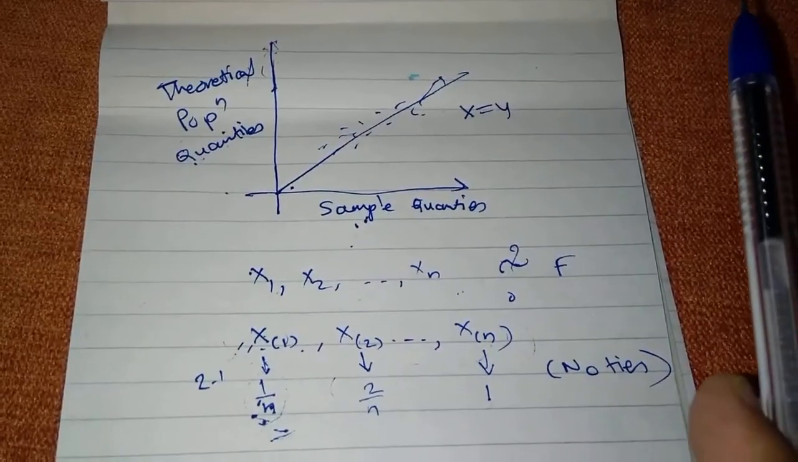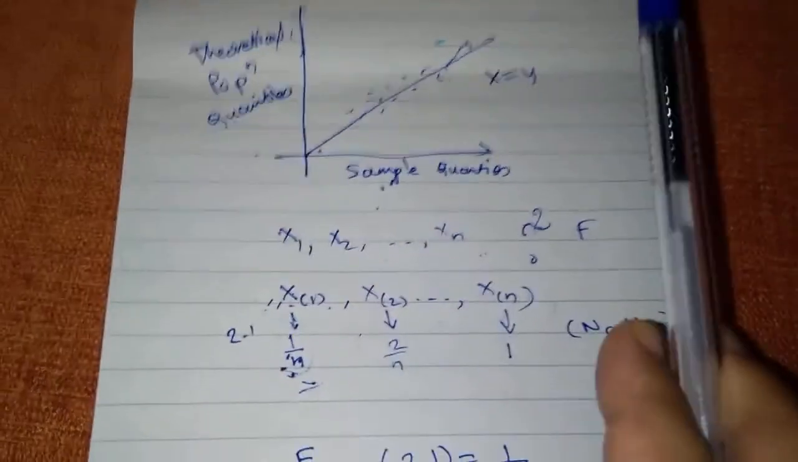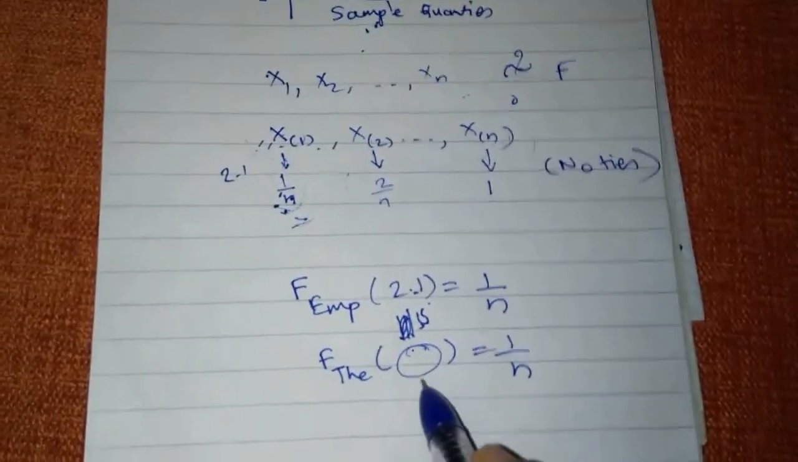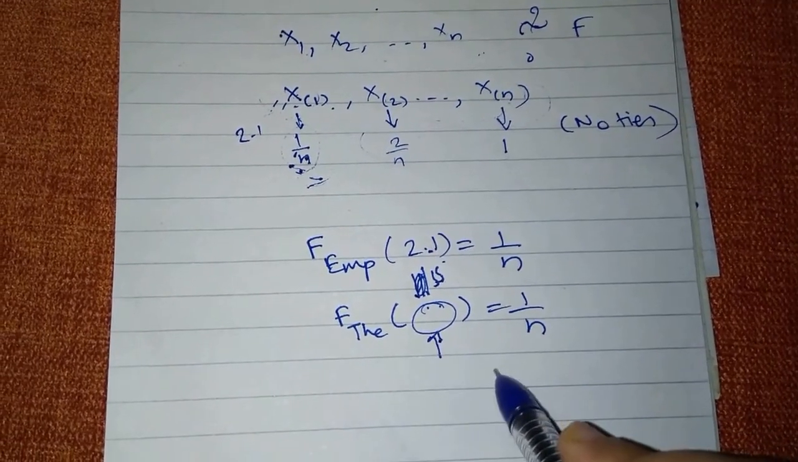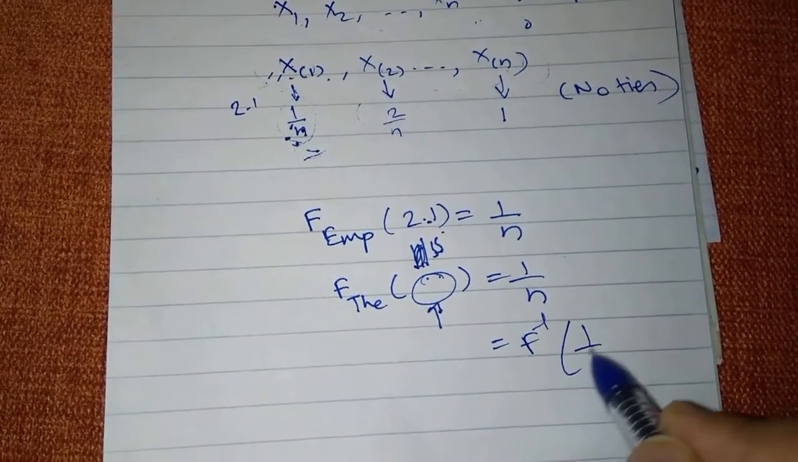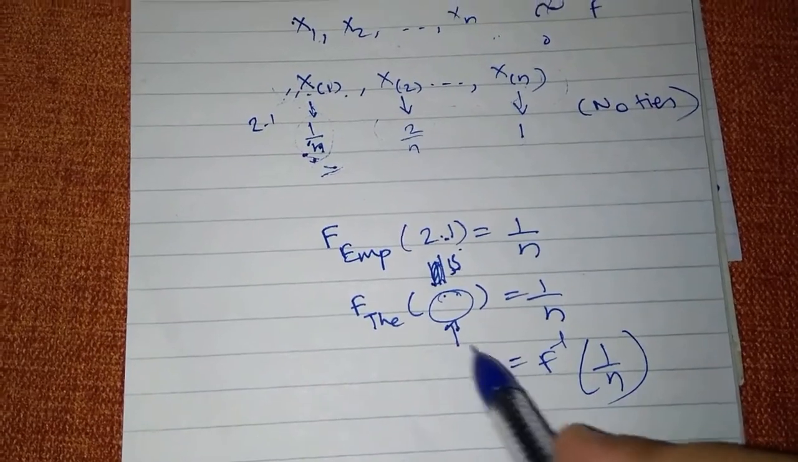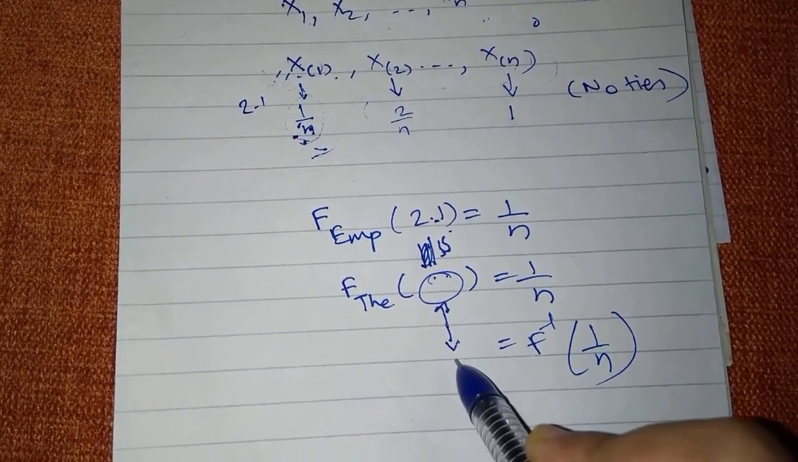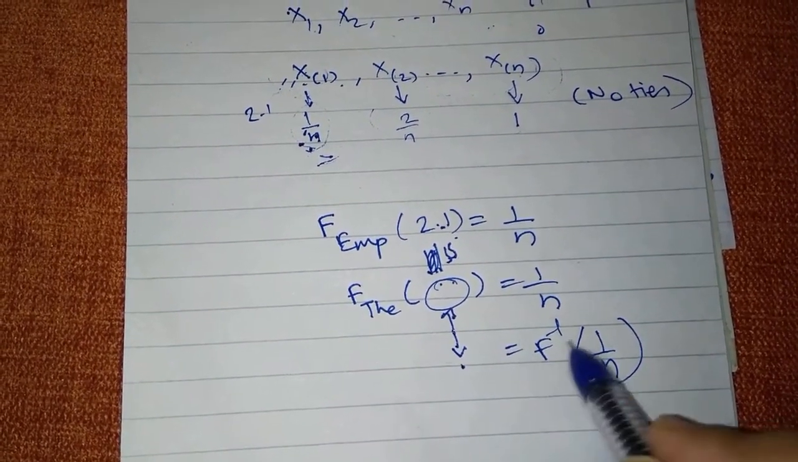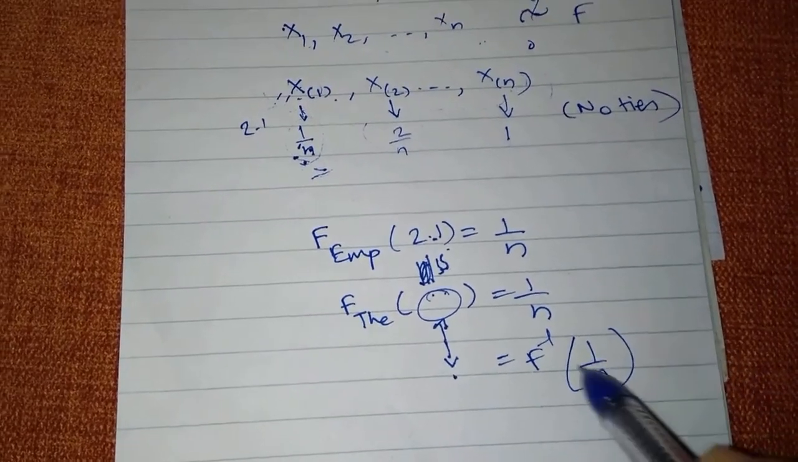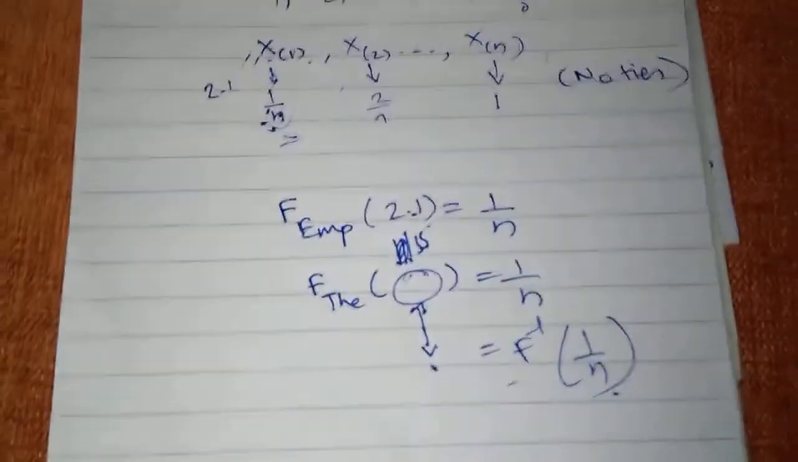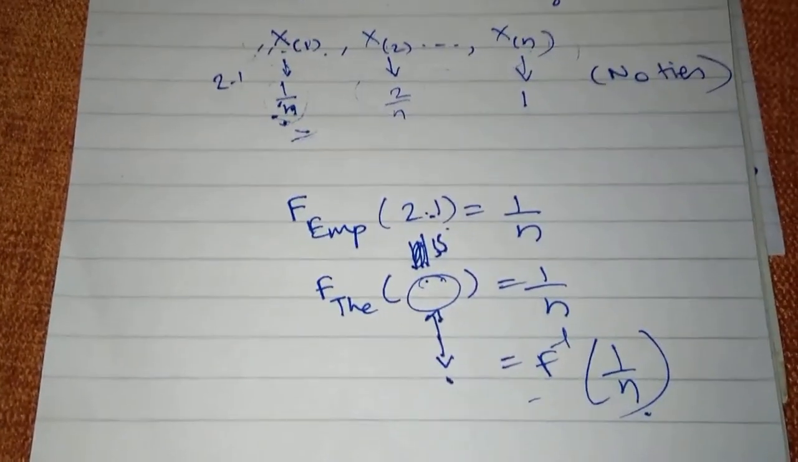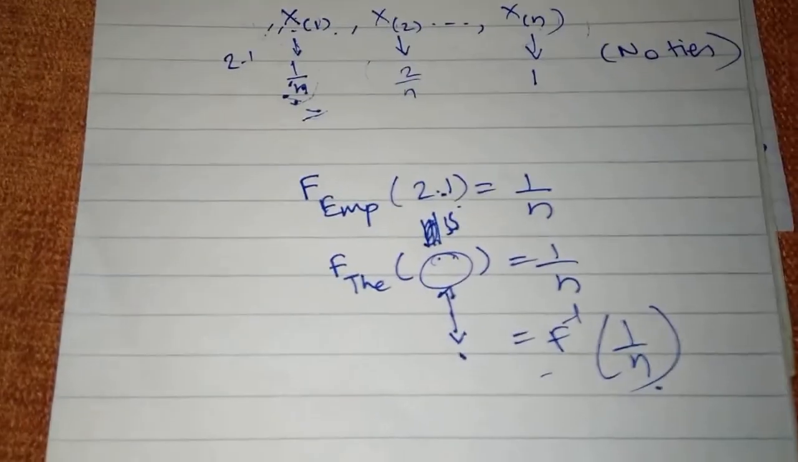Getting what I'm trying to say? You may want to go back and rewind this part and listen to it again. So how do I get this point? I would need to compute the inverse CDF of 1 by n. Then only I get this value. So this value will actually be equal to the inverse CDF of 1 by n. At what point does the theoretical CDF become 1 by n? Everyone is getting what I'm trying to say?